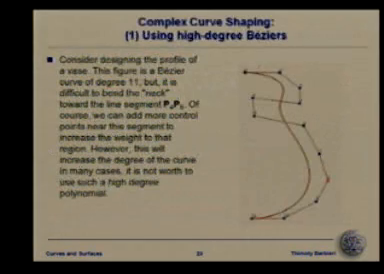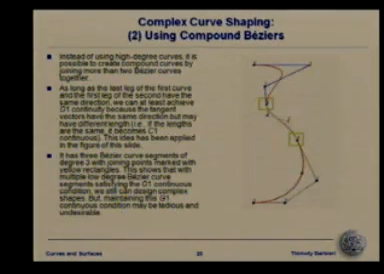So the idea is, instead of making one big high degree Bezier curve, let's try to make a compound curve using smaller, lower degree Bezier curves. But then we come back to square one. We come back to the problem of guaranteeing geometric continuity in the joint points.